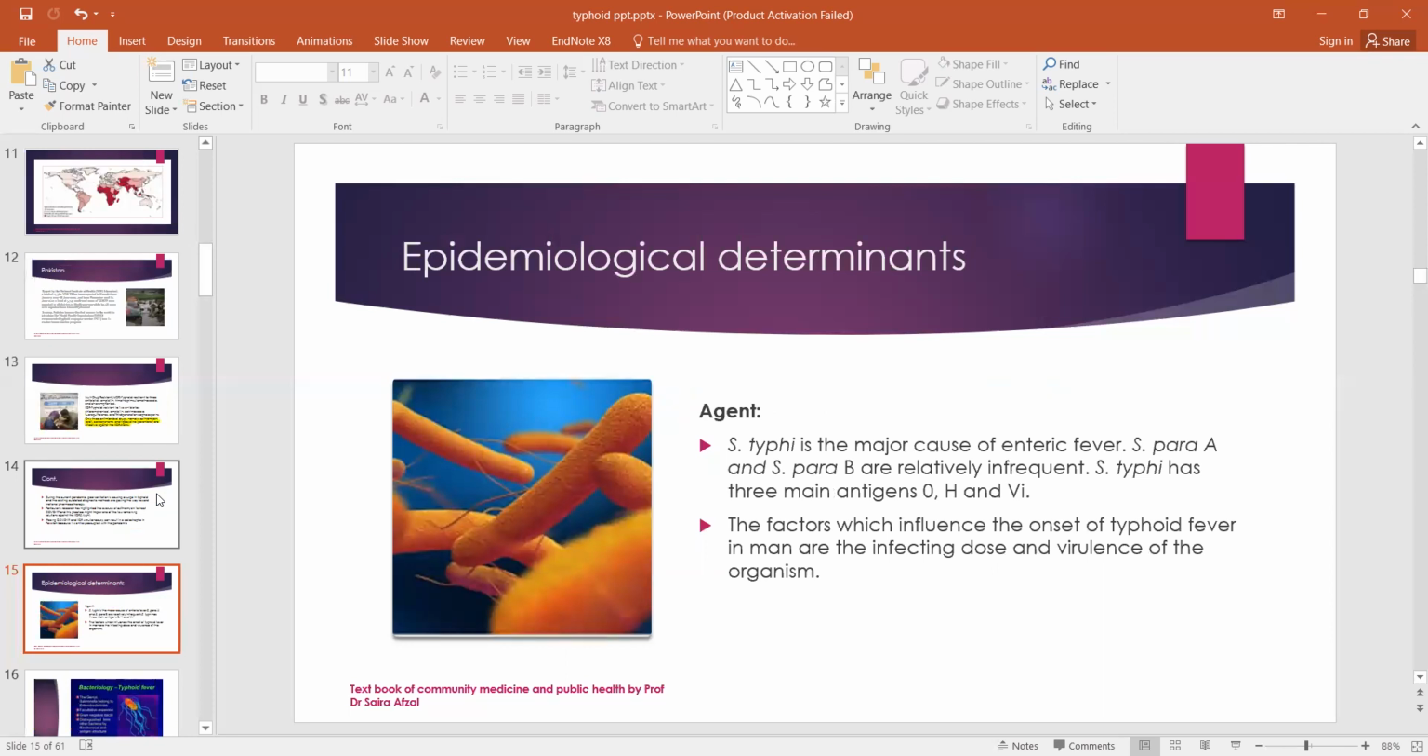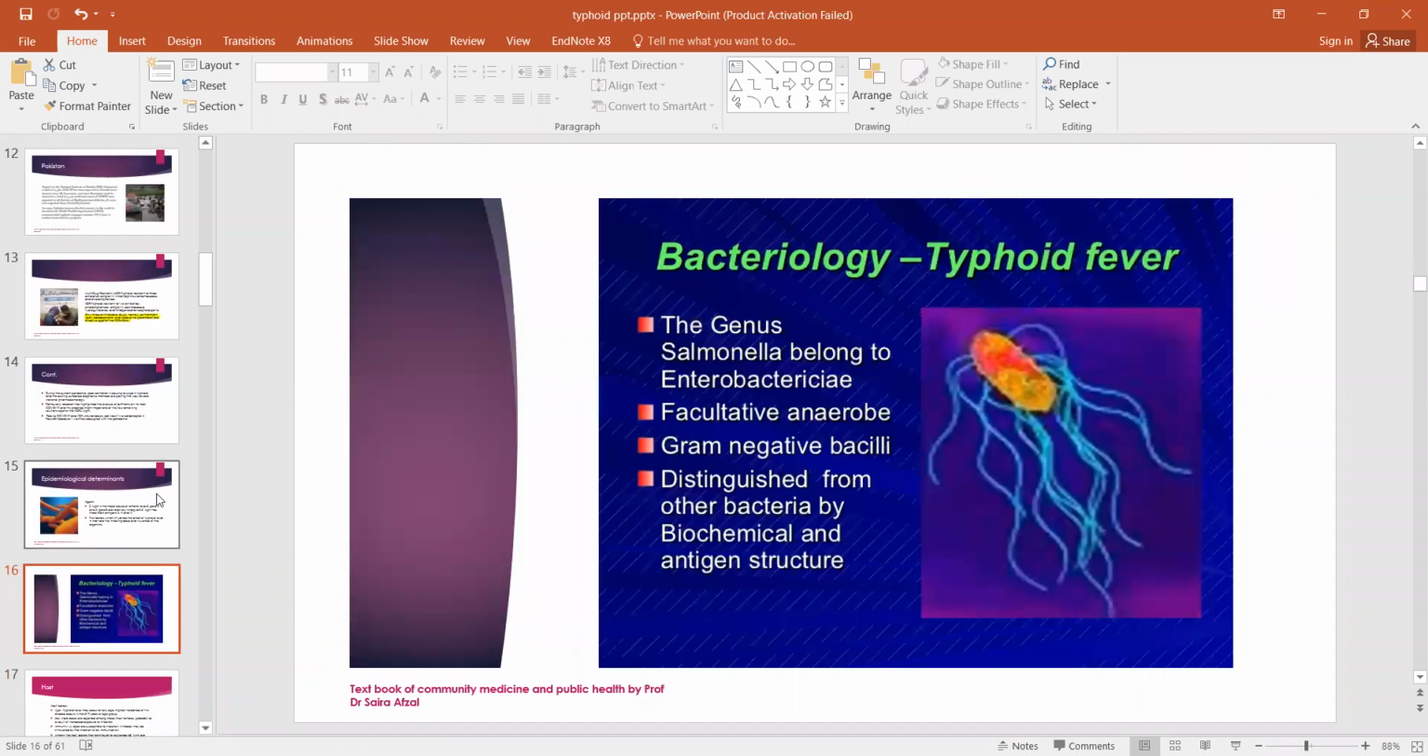There are three types of epidemiological determinants: agent, environment, and host. Agent. Salmonella typhi is the major cause of enteric fever. Salmonella paratyphi A and B are relatively infrequent. Salmonella typhi has three main antigens, O, H, and Vi. The factors which influence the onset of typhoid fever in man are the infecting dose and the virulence of the organism. The genus Salmonella belongs to Enterobacteriaceae. It is a facultative anaerobe, gram-negative bacillus, distinguished from other bacteria by biochemical and antigenic structure.